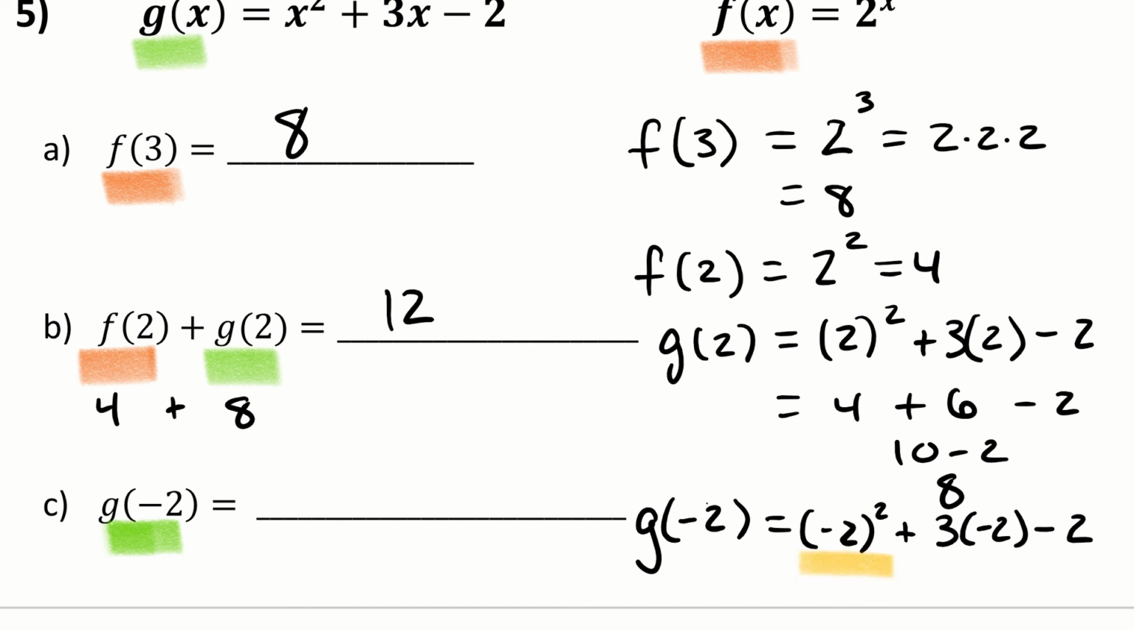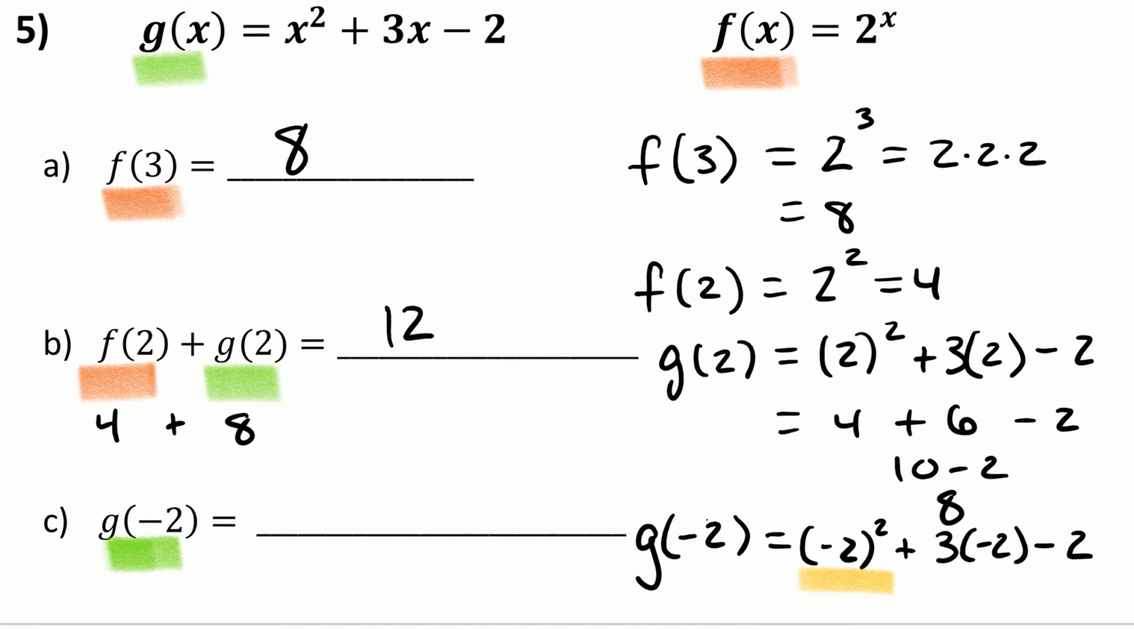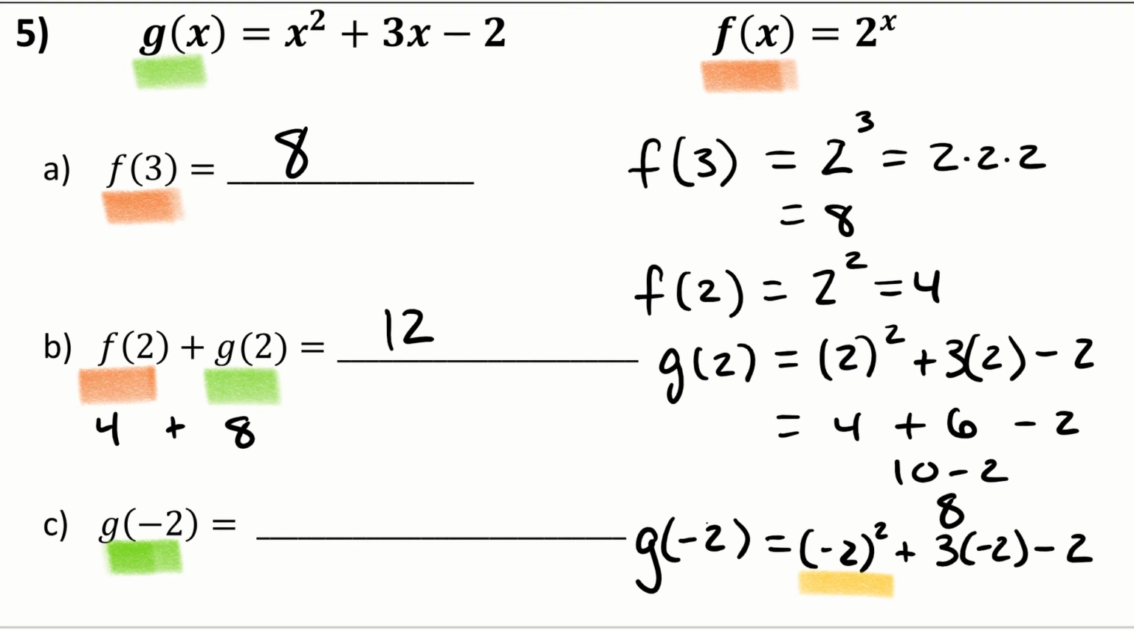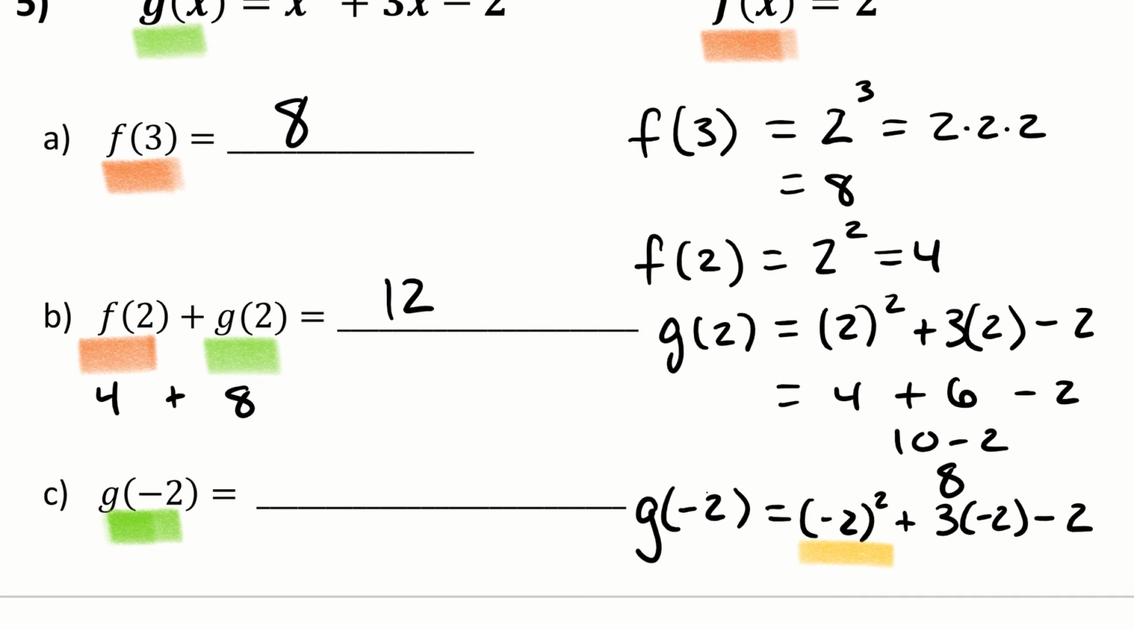This is an error alert. So when we're squaring negative 2, because we are squaring x and x is negative 2, that means I'm multiplying negative 2 times itself. So this should be negative 2 times negative 2, which is 4. And then plus 3 times negative 2, which is negative 6. And then there's a negative 2 from that.